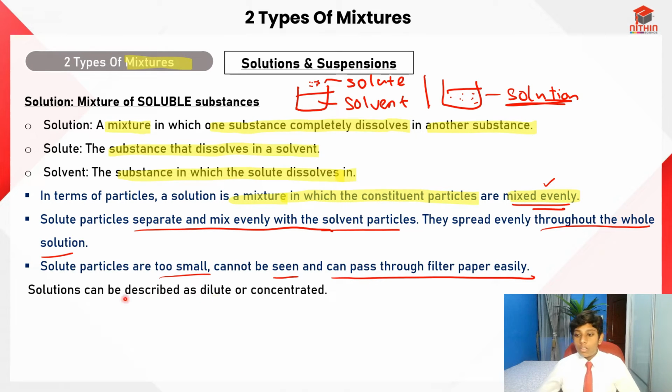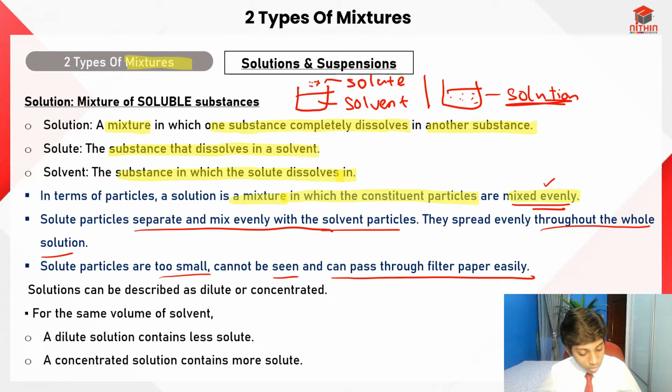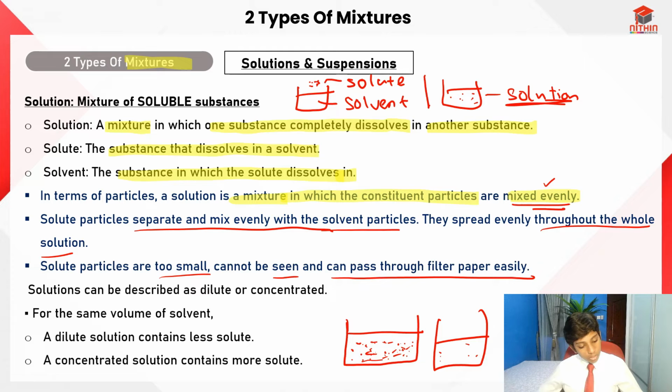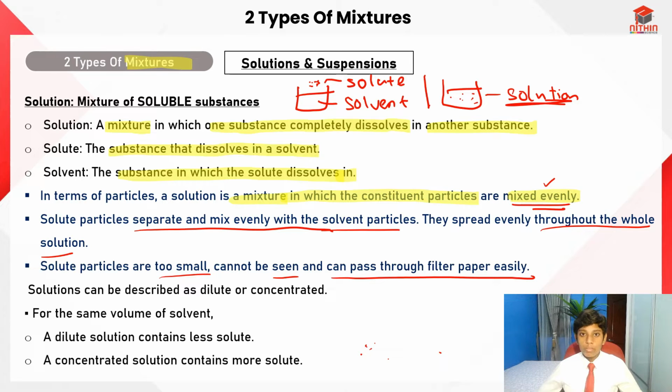Okay, next. Solutions can be described as dilute or concentrated. So what do dilute and concentrated mean? For the same volume of solvent, let's imagine a volume of solvent over here. A dilute solution contains less solute, meaning there's less salt, while a concentrated solution contains more solute, meaning it contains more salt. So this solution over here is more concentrated, while this solution over here is dilute. I hope you understood that. Now let's move on.